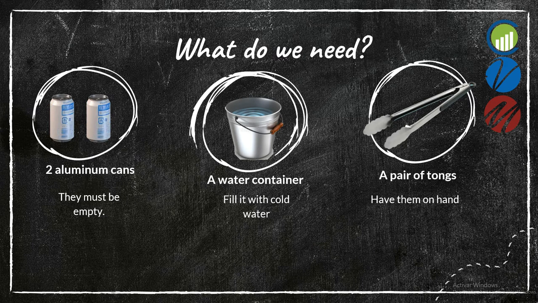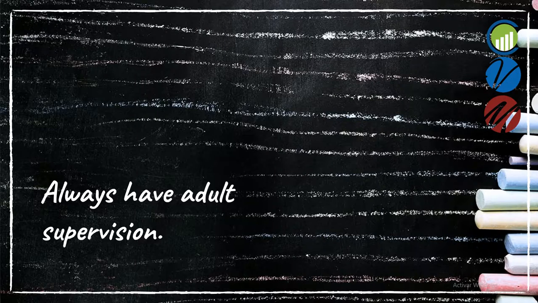And always remember to always have adult supervision, because we are going to experiment with heat. So we need an adult supervision. Ask your parents, big brothers, big sisters, maybe a family member or someone who is near. Okay.